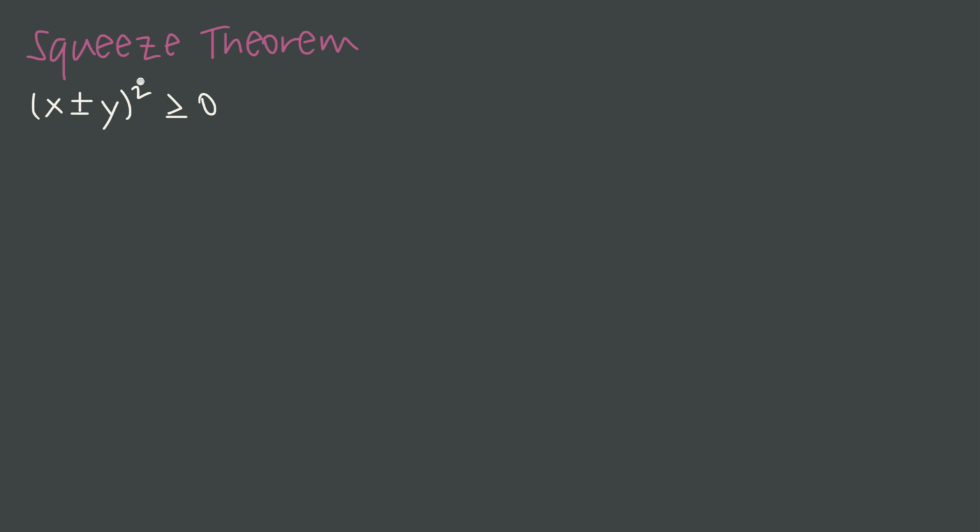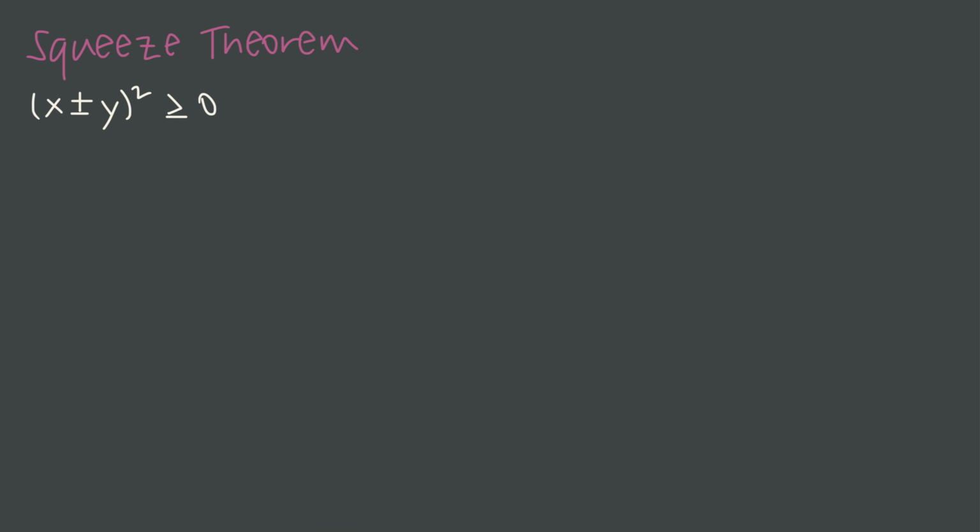When we square that, the negative value is going to turn into a positive, 0 is going to stay 0, and the positive value is going to remain a positive. This left-hand side here, therefore, always has to be either equal to 0 or positive. It has to be greater than or equal to 0. So this is something we can always say is true no matter the values of x and y.